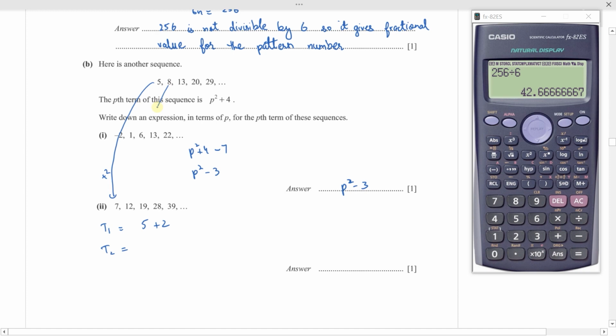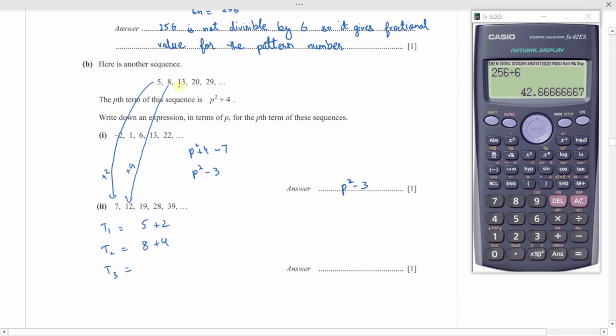So let's compare the second terms here. Oh no, I'm actually comparing these two. So I added 2 to the first term of this sequence, which is 5. I added 2 to get 7. So the second term in this sequence is 8. And now I have to add 4. So 8 plus 4 is 12.